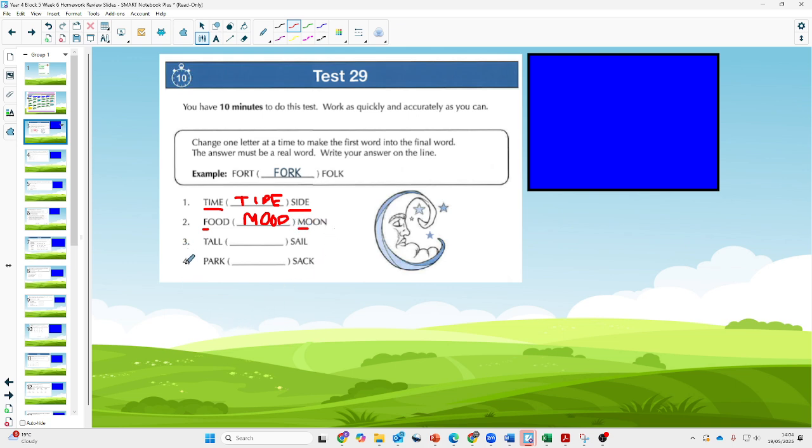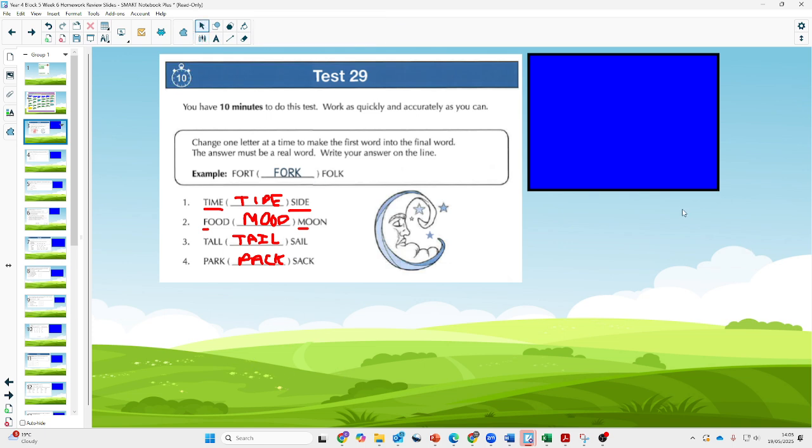Let's go on to number 3, and we've got tool and sail. So again, if we have a little look, you can see that the I and the L have changed. So if that becomes tail, then it can easily turn into sail by just changing one letter, the T, into an S. And the final one, we've got park and sack. So let's have a little look, see if we can work out. Yeah, so if the R changes to the C, and we keep everything else the same, we can have pack. So park becomes pack, and then pack becomes sack.